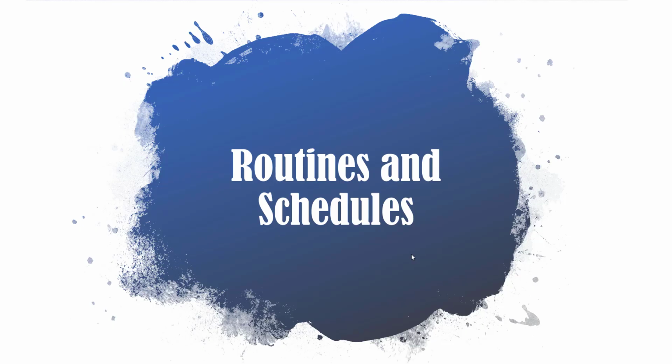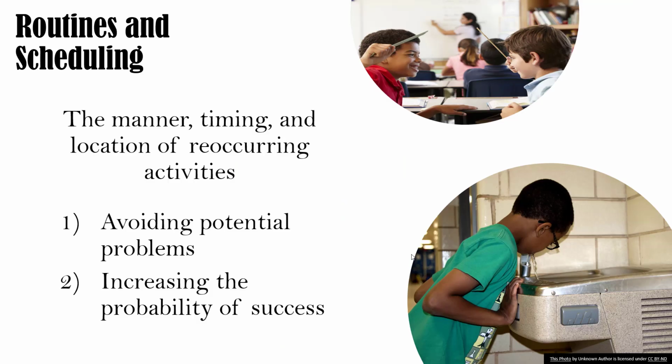Okay, so in addition to rules, you guys are also going to establish some routines and schedules within your classroom. When we talk about routines and scheduling, we're talking about the manner, timing, and location of reoccurring activities. So what's going to be your routine when a kid needs to use the bathroom? What's going to be your routine for kids turning in their homework? What's going to be your routine for transitioning to group work? Maybe you want them to come up to the front and you guys are going to work on reading a story or something like that. So what are all those routines that you might need to know?